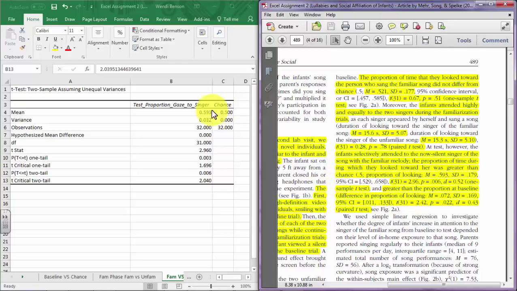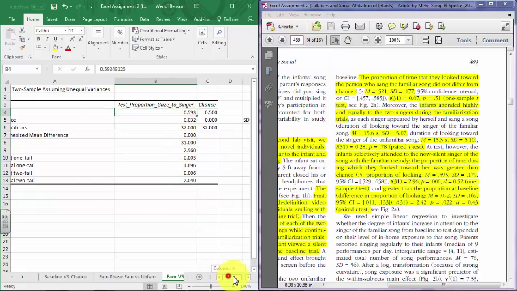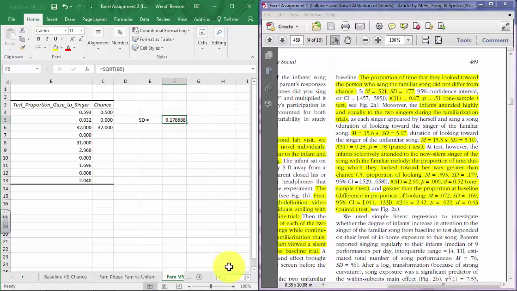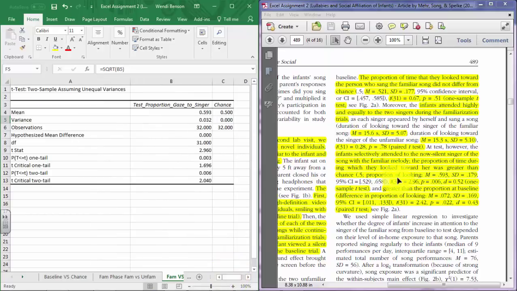Here's your mean of 0.593. Here's your standard deviation over here of 0.179. And then you'll also see that we have our test statistic, t, degrees of freedom 31, equals 2.96, and our p-value equals 0.006. Now let me show you how to get Cohen's d here.